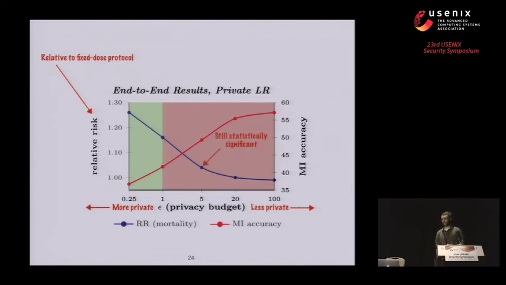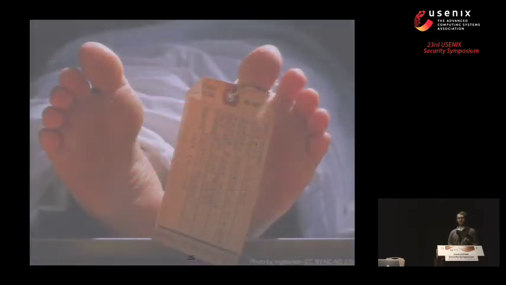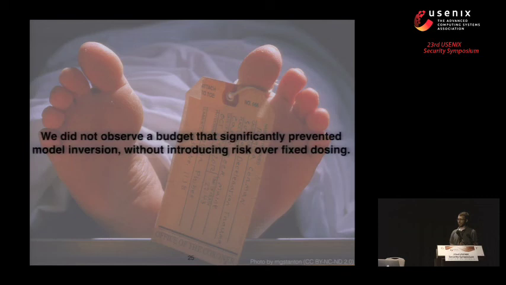And it turns out the private models aren't even close, because at epsilon equals 5, there's still a statistically significant increase in the likelihood of this negative outcome. So we're not exactly saying that privacy leads to death. What we are saying is that we didn't observe a single range of privacy budgets that is effective at preventing model inversion without introducing all sorts of increased negative outcomes for the patients over the sort of private by default fixed dose way of prescribing warfarin.